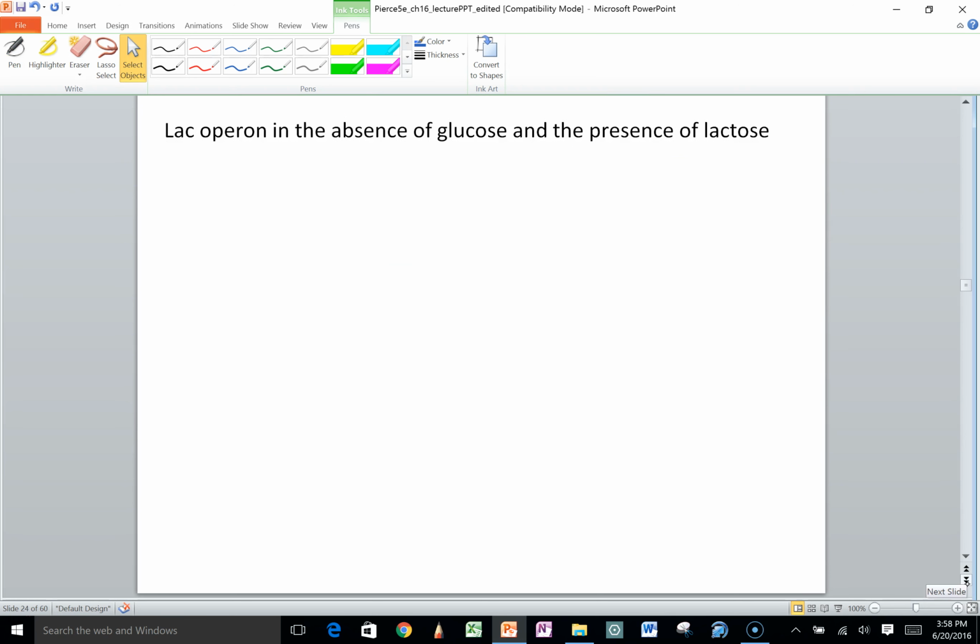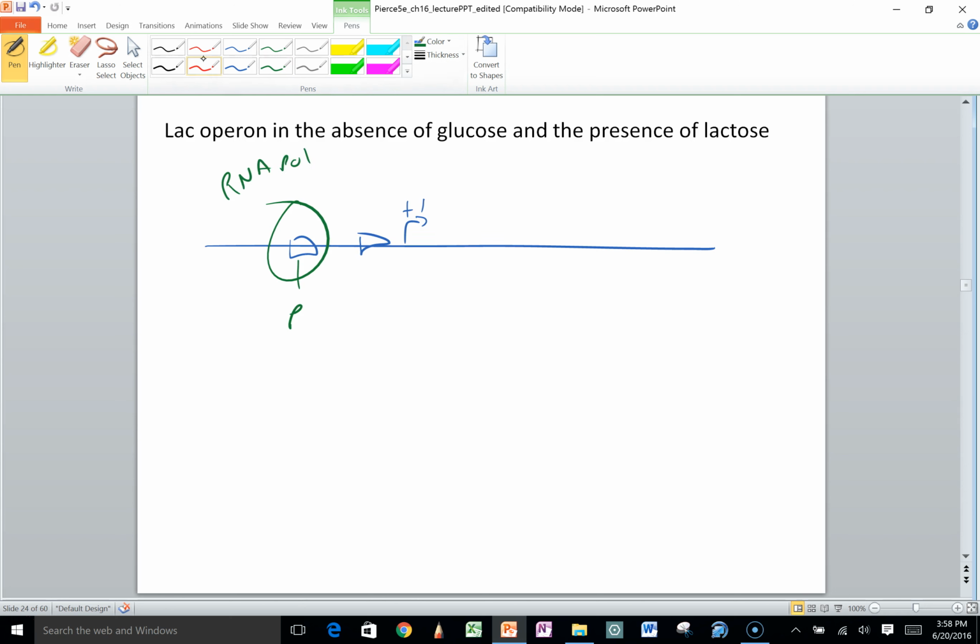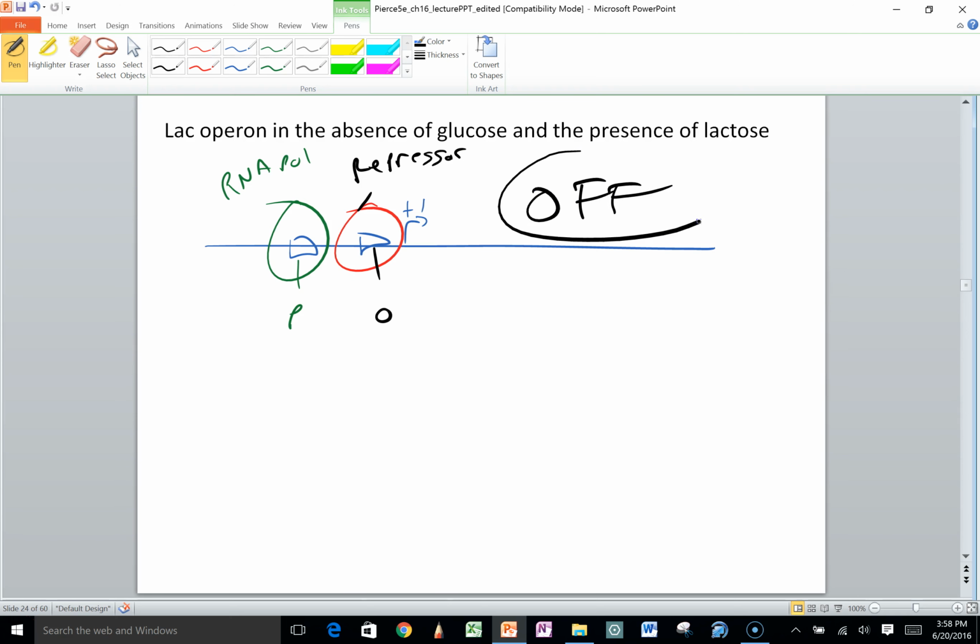In the absence of glucose and the presence of lactose, again, don't worry about glucose yet. Just know that with glucose, the RNA polymerase can bind the promoter. So this is the promoter, and this is RNA polymerase. Absence of lactose, the operator is bound by the repressor, and the gene is off.